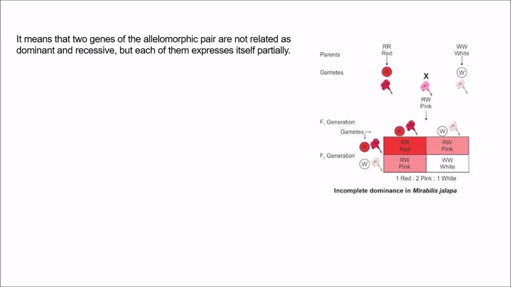It means the two genes of the allelomorphic pair are not related as dominant and recessive. Here, the two genes of the allelomorphs are not related as either dominant or recessive, but each of them expresses itself partially. So they partially exhibit both, and that is why it is called blending inheritance.